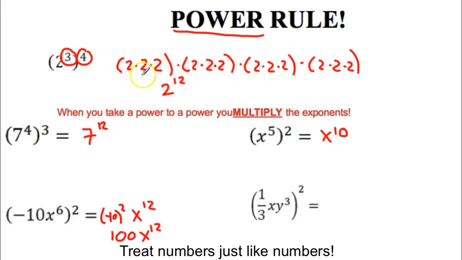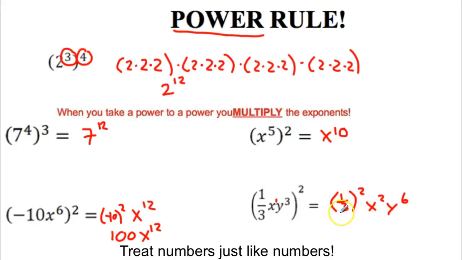All right, over here, same rules apply. So this is going to be 1/3 squared, and then this x doesn't have an exponent, but it really does. It has a 1. 1 times 2 is just 2, so that becomes x squared. Y to the 3rd power, 3 times 2 is 6. All right, so I've got all that.